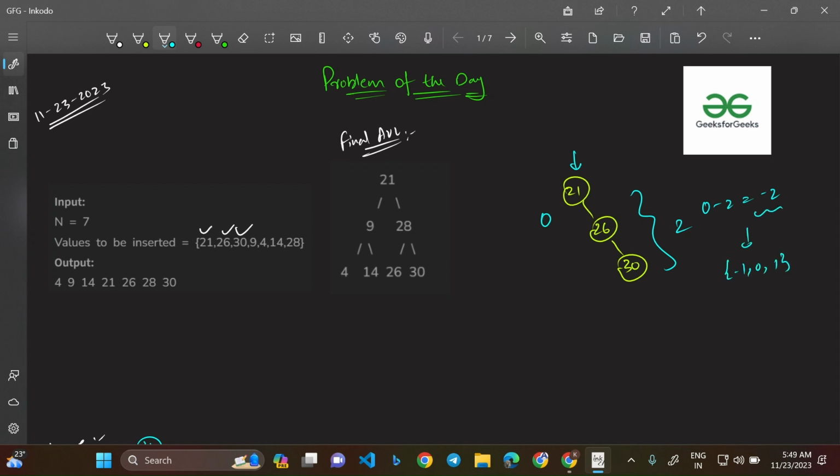All right. So if the difference of the heights of the left subtree and right subtree is in this particular set, either it's minus 1 or 0 or 1, then it is a balanced tree. But right now it is minus 2, which does not belong to this set, so it is not balanced.